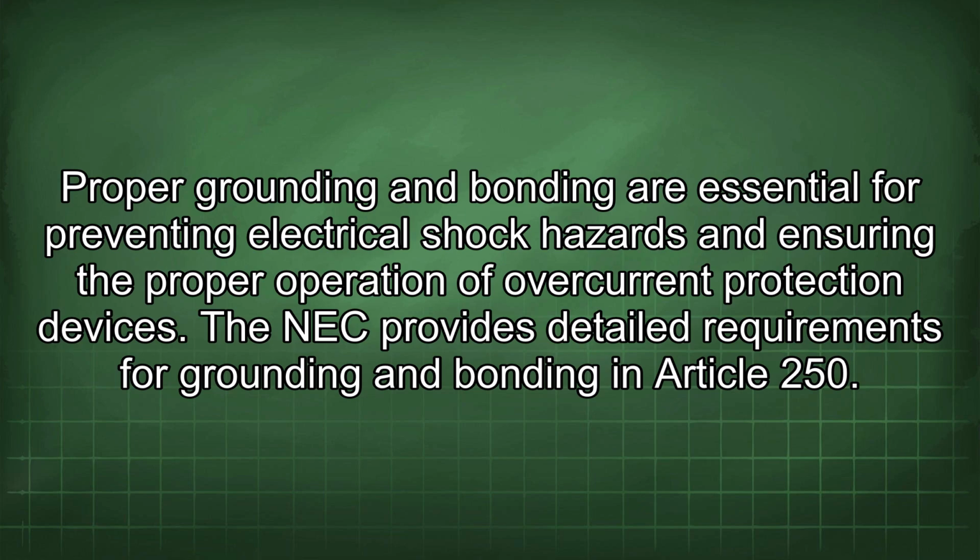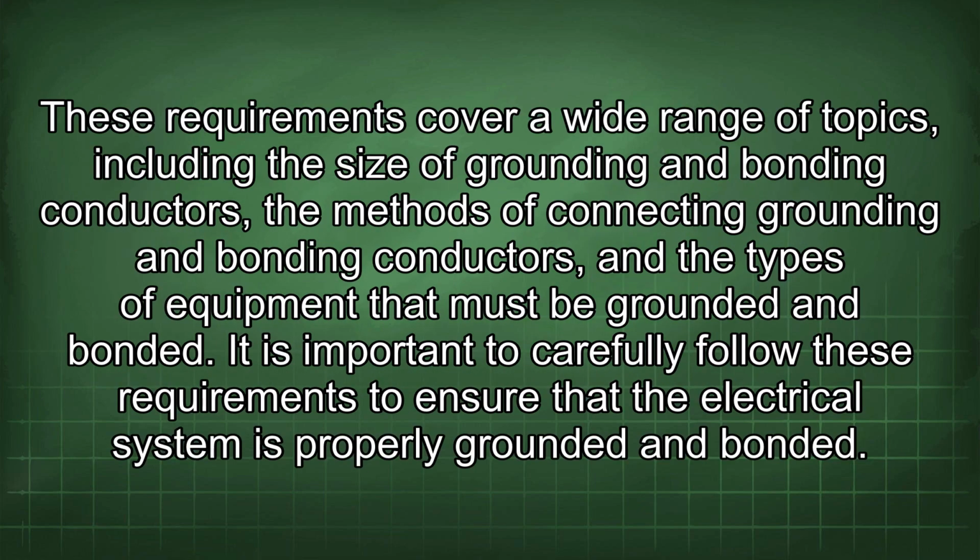The NEC provides detailed requirements for grounding and bonding in Article 250. These requirements cover a wide range of topics, including the size of grounding and bonding conductors, the methods of connecting grounding and bonding conductors, and the types of equipment that must be grounded and bonded. It is important to carefully follow these requirements to ensure that the electrical system is properly grounded and bonded.